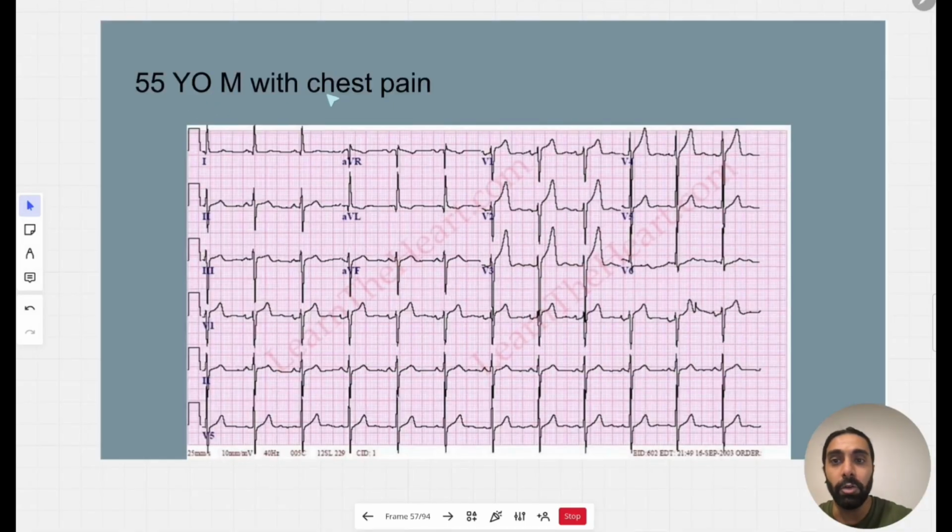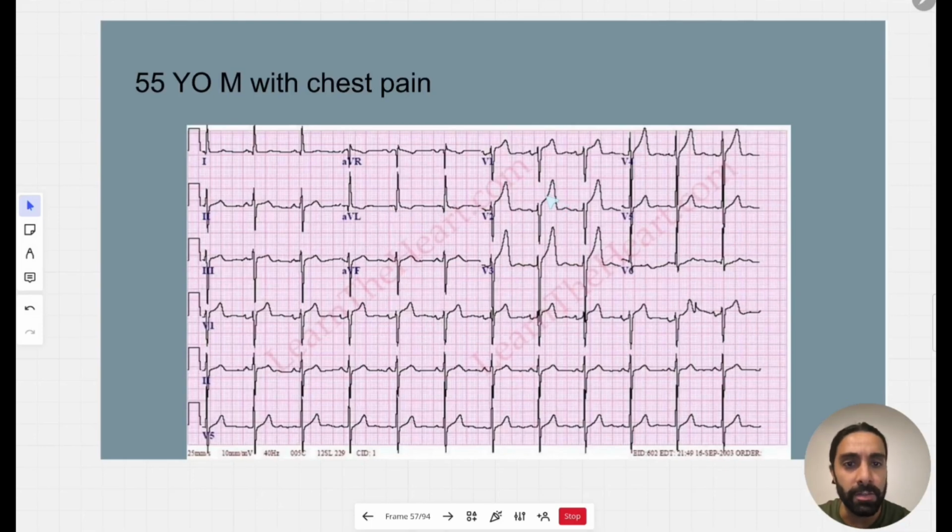All right, 55-year-old male who comes in with chest pain. Go ahead and review this one. So again, normal QRS complex, regular rhythm. Lead 1 is positive, AVF is negative. So that would make that left axis deviation.